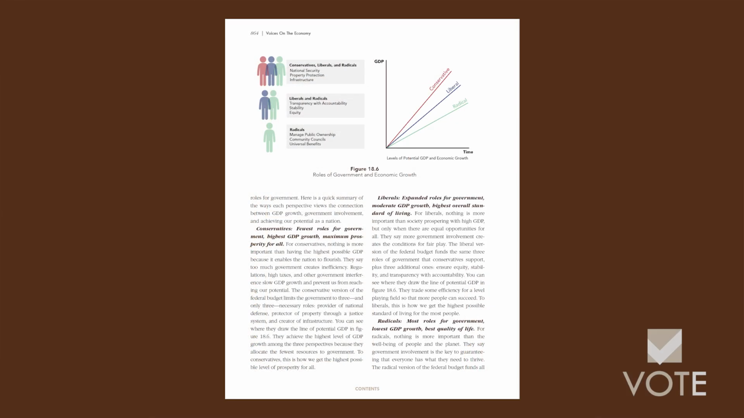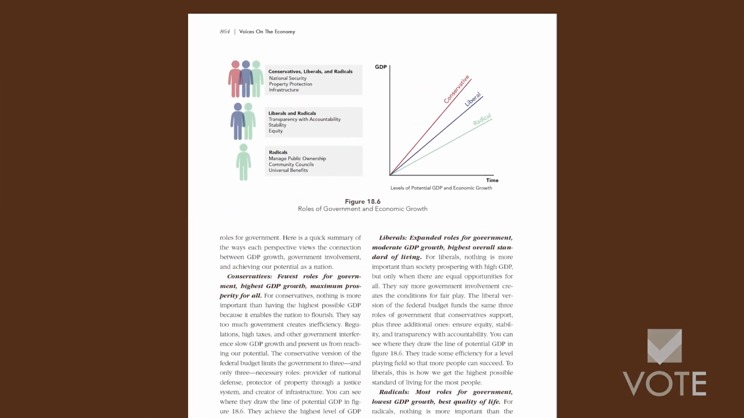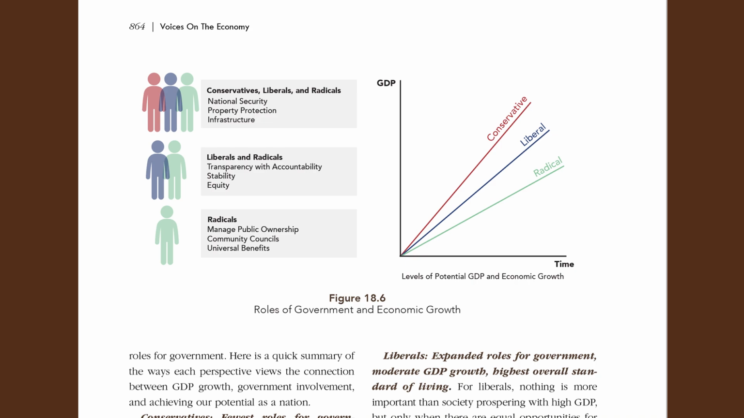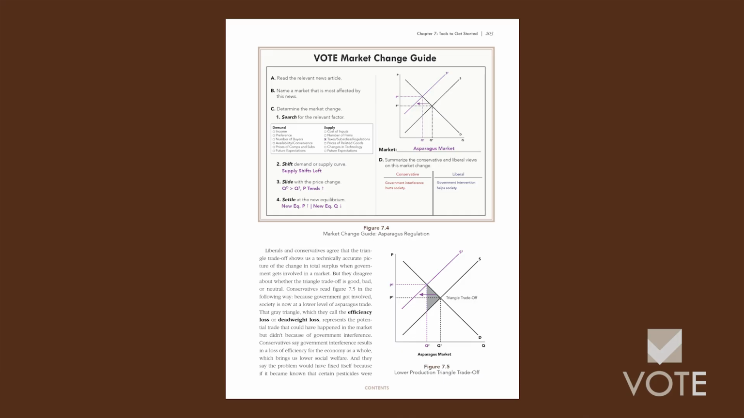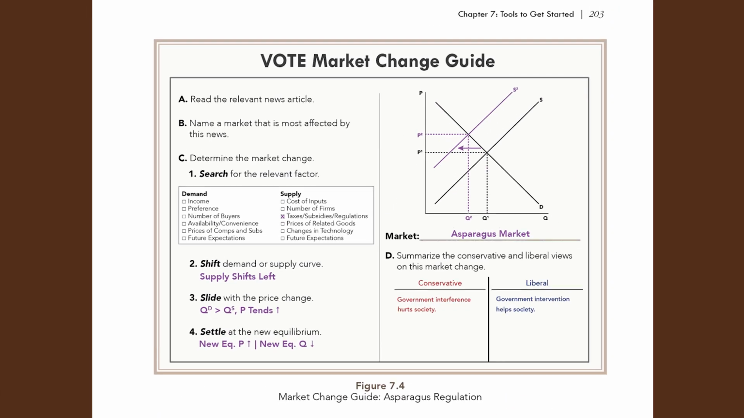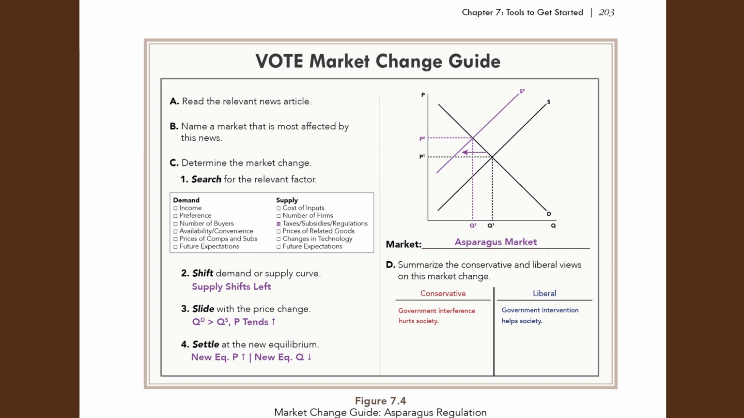Throughout the book, you'll notice there's a color code that signifies each perspective. Green is for radical, red is for conservative, and blue is for liberal. When we're discussing conventional theory, we also use the color purple, mixing blue for liberal and red for conservative.